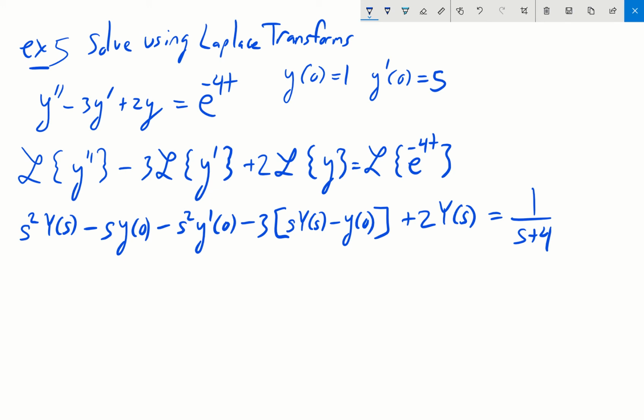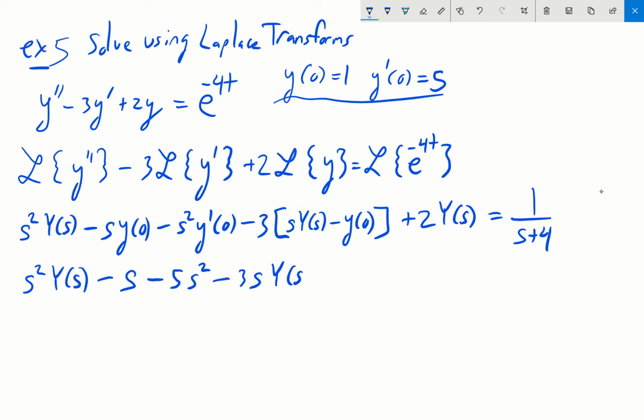We're now going to try to simplify the left-hand side. So we have s squared y of s. From our initial conditions, we know that y of 0 is 1. So it's going to be s times 1, which is s, minus y prime of 0 is 5. So this is minus 5 s squared. We can distribute this negative 3 in. Negative 3 s y of s. And then a negative 3, this is going to be ultimately a negative 1. Negative 3 times negative 1 will give us positive 3 plus 2 y of s is equal to 1 over s plus 4.